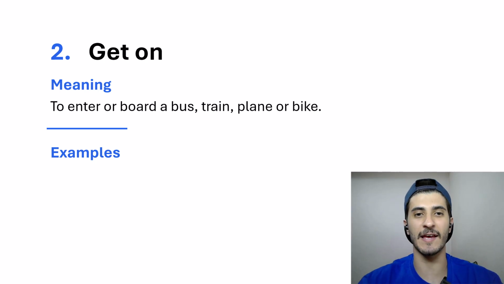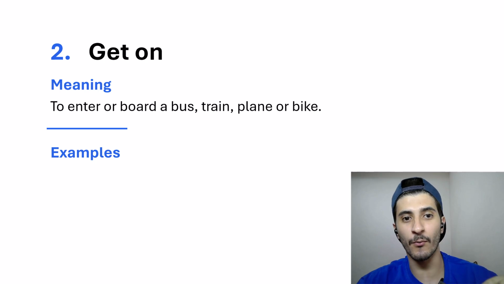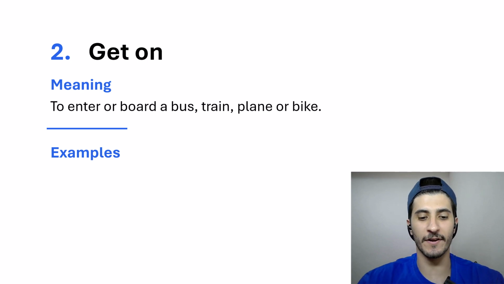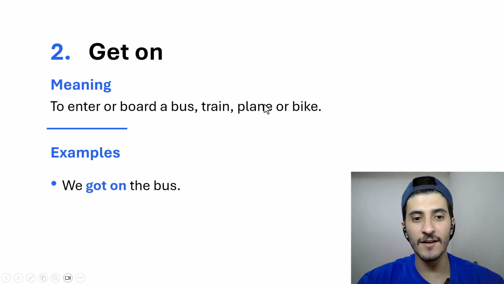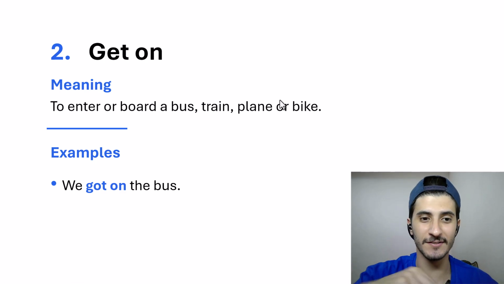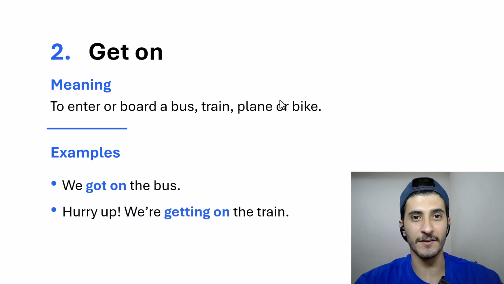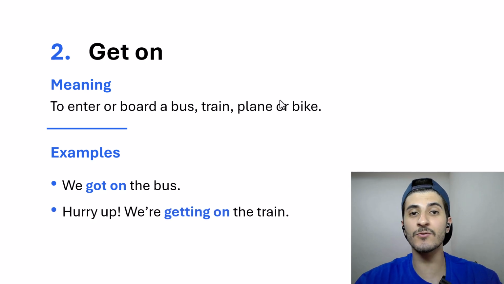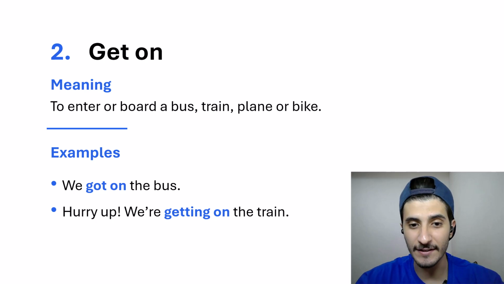Okay, so the second phrasal verb that is so important is get on. And it means to enter or board a bus, train, plane, or a bike. So, for example, we got on the bus. It means that we entered the bus. And the second example is hurry up, we're getting on the train.